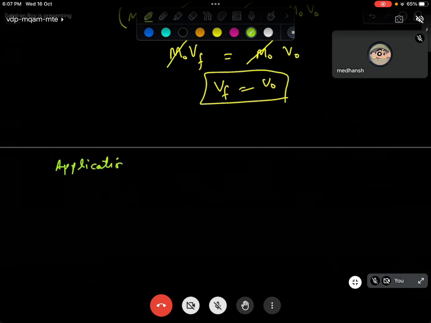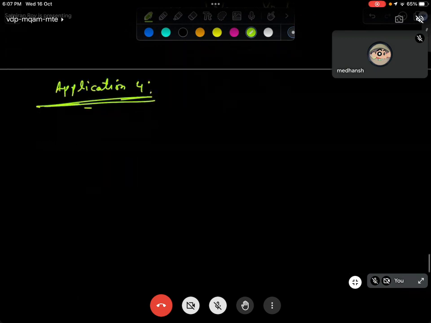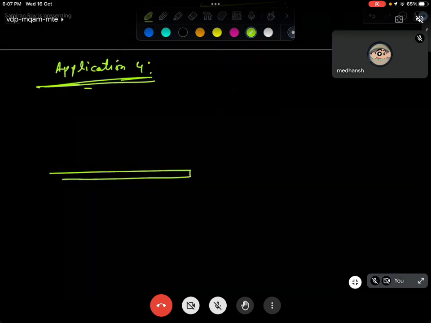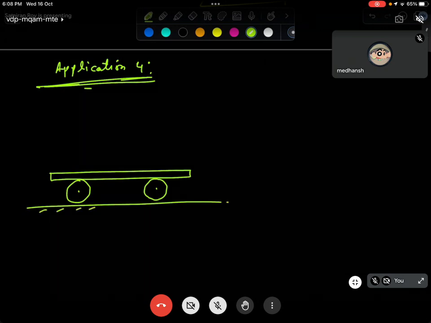Application 4. See, whatever we are doing today, after going home you should revise it and try to derive it yourself. Otherwise you'll forget, you'll face difficulty. All of you should derive these 4 applications and the rocket propulsion result by yourself. Okay.